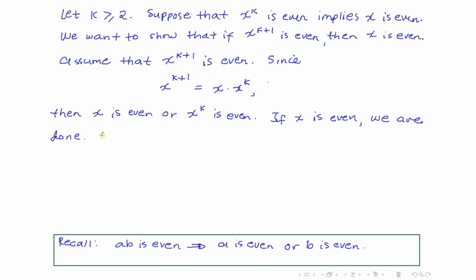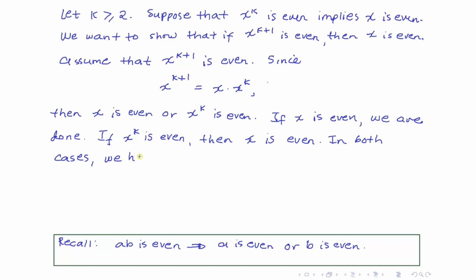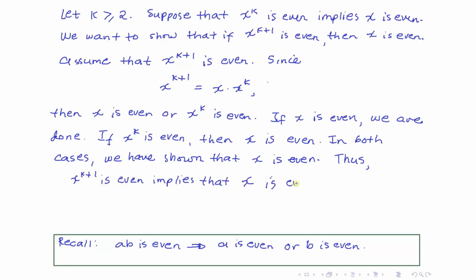If x to the k is even, then from our inductive hypothesis, x must be even. In both cases, we have shown that x must be even. Thus, we have just shown that x to the k plus 1 is even implies that x is even.